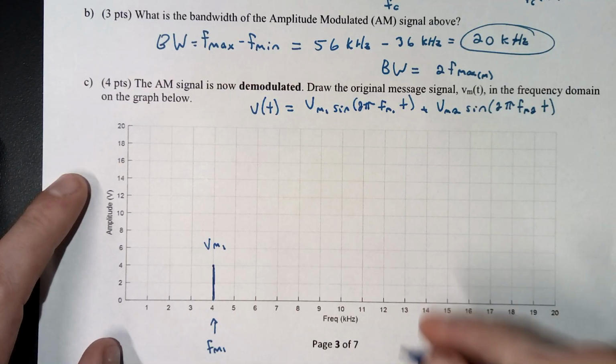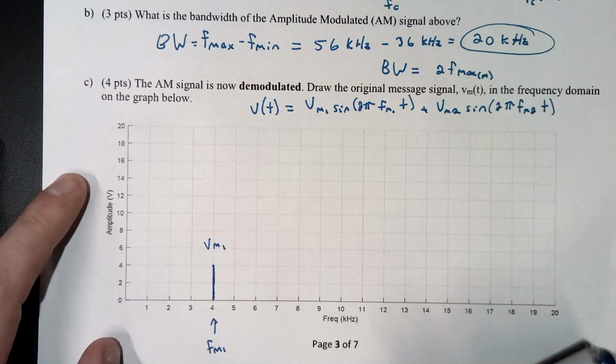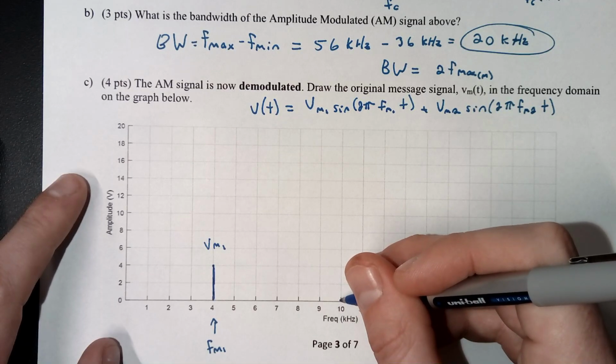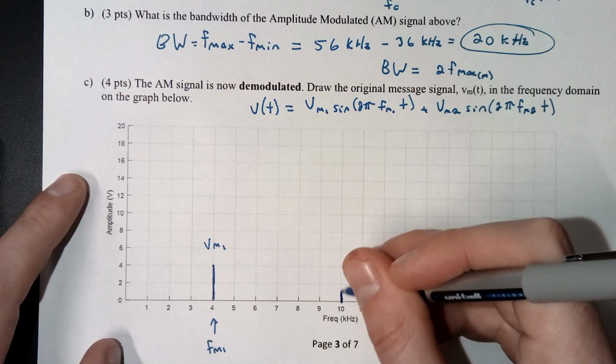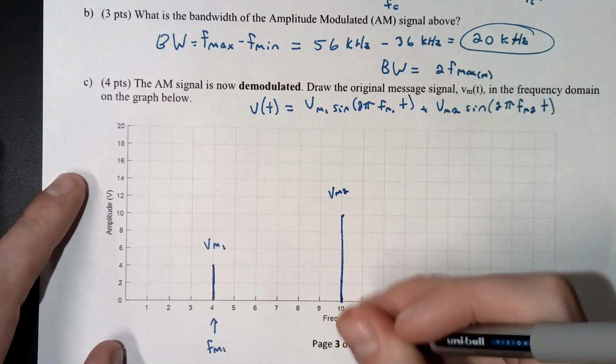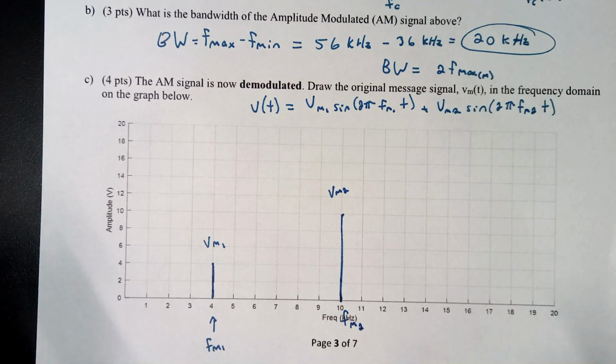And then our second one is we've got 46 as our FC, and our FC minus FM is 36, so it should be at 10 kilohertz. And that VM2 value was 5 volts, so we should be at 10 kilohertz, and we should be at 10 volts. So that's our VM2 and our FM2 there. That's all we need to do for that problem. That's it.